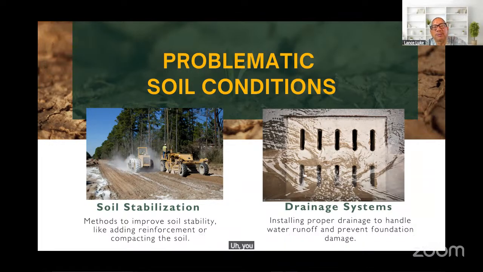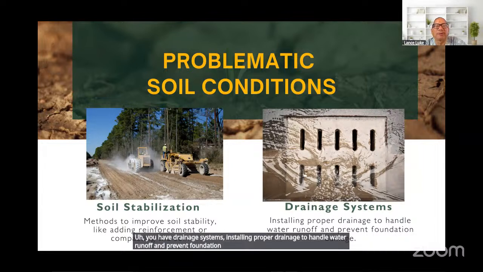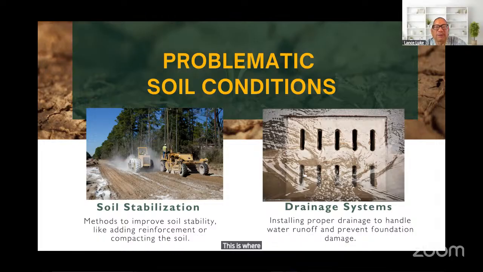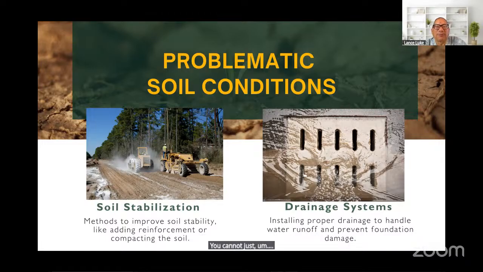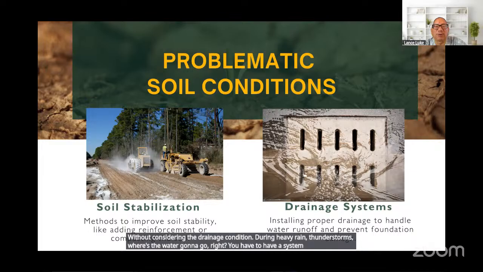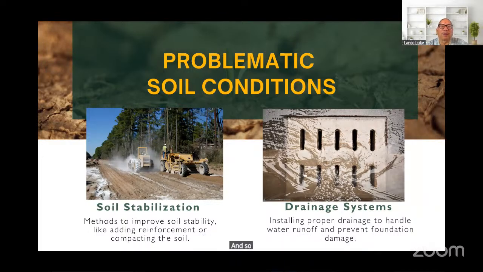You have drainage systems, installing proper drainage to handle water runoff and prevent foundation damage. Now, this is where the civil engineer comes in, because let's say you're developing a huge subdivision. You cannot just divide up and make lots without considering the drainage condition. During heavy rain, a thunderstorm, where's the water going to go, right? You have to have a system of drainage, your curbs, gutters, and so forth. The water is not just going to sink into the ground, right? Some of it will, but not all of it if you have heavy rain.